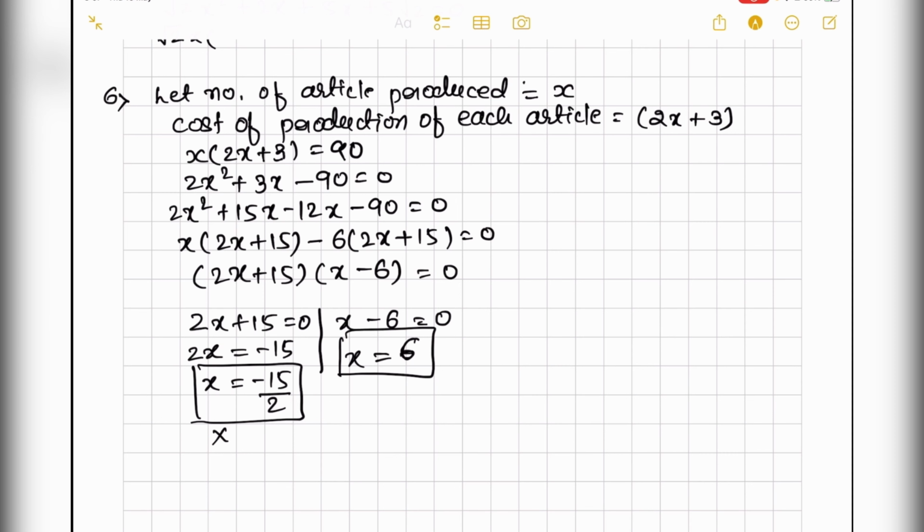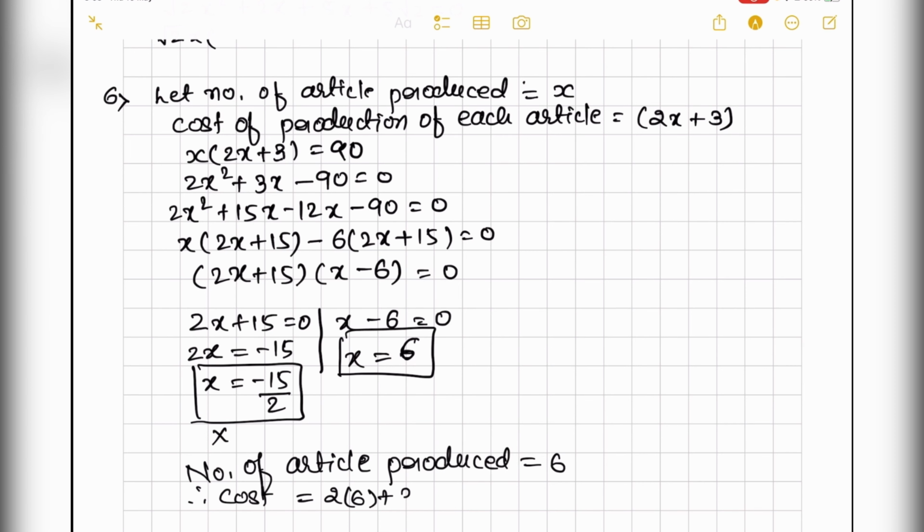So now I got the number of articles produced is 6. So the cost will be 2 into 6 plus 3. So 12 plus 3, that is 15 rupees. So each article will cost 15.